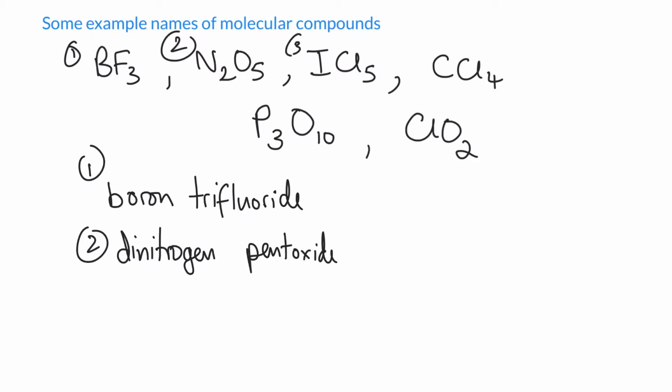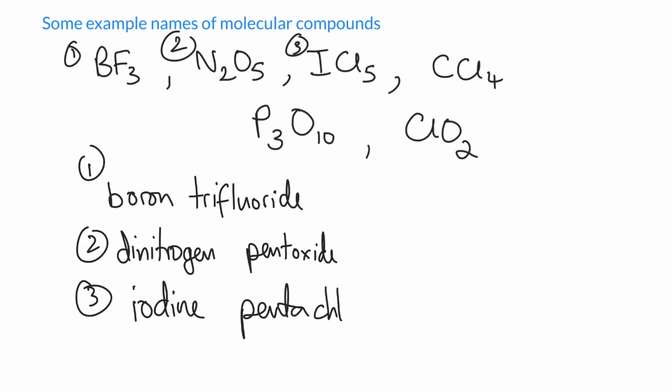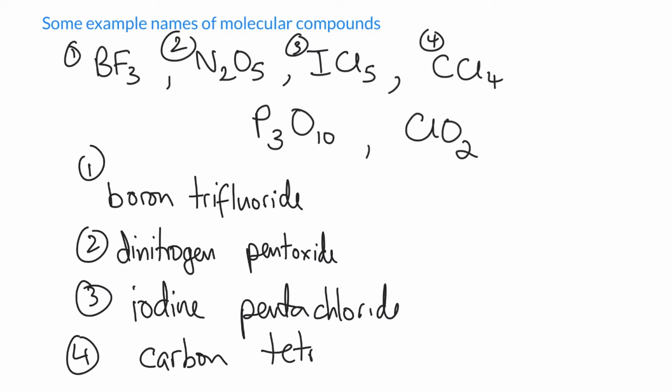If we went to ICl5, I is iodine. There's one of them, but we don't use mono for the first one. There's 5 chlorines, but here's where we do use penta, because pentachloride sounds totally hunky-dory. And if we go to CCl4, what element is C? Yeah, it's carbon. There's one of them, but we don't use mono for the first one. 4 is tetra, and Cl is chlorine, and we change the ending to -ide, so it's chloride.